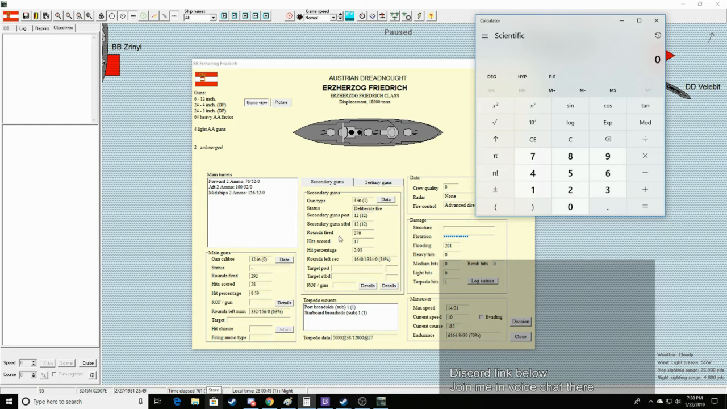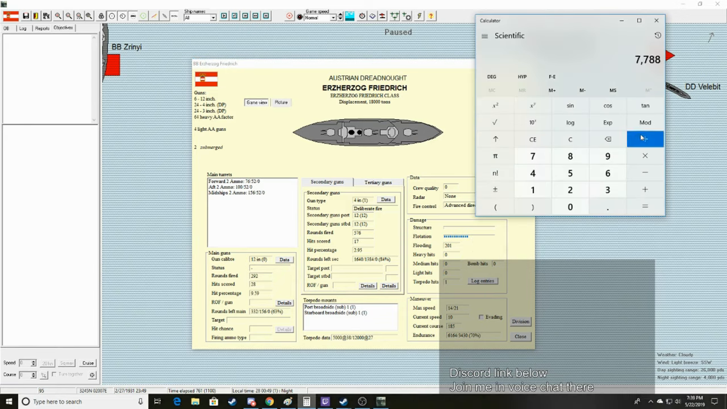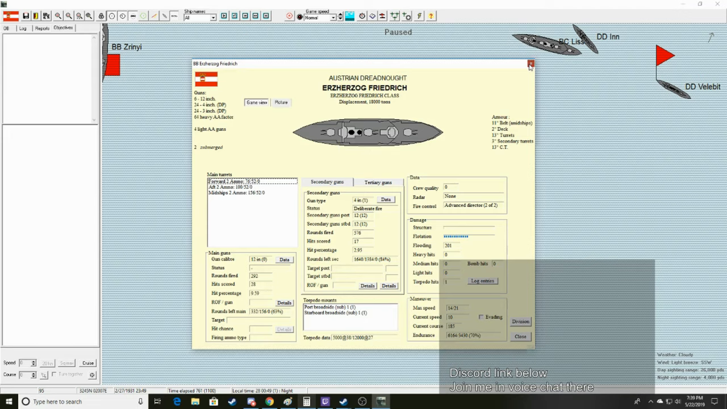I did load this up a couple more times, but I didn't play through it. I wanted to just look at this menu up here. So yeah, calculator-wise, in terms of flooding, we have 7788 left. 7788 divided by 201, which means right now we have 38.75-ish turns, or 39 turns of this ship being alive.